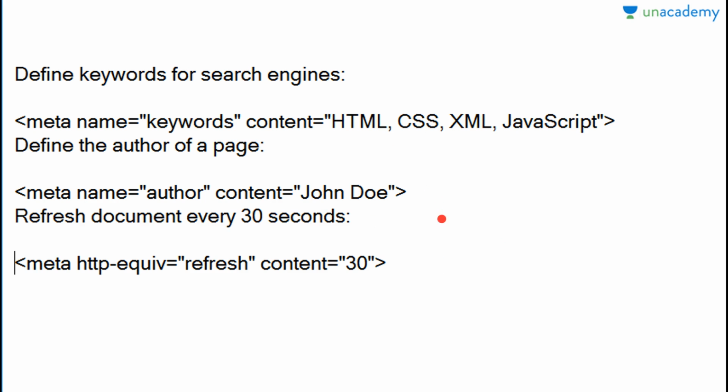And if we want our web page to refresh after every 30 seconds, then we can do that also. This is done by http-equiv. It looks like this: meta http-equiv equals refresh, which means it's the refresh command we are giving. Content equals 30. This time is in seconds, which means in 30 seconds your web page will be reloaded again. So this is a kind of refreshment that takes place again and again after every 30 seconds.